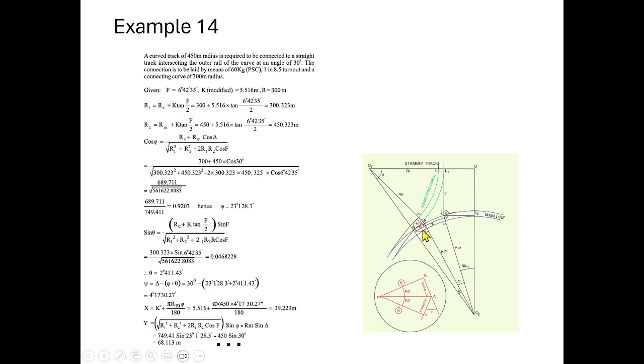So once you fix this position, once you know this tangent point, we can introduce the connecting curve, so that we will be able to get a radius of connecting curve equal to 300 meters. Okay, this is the procedure we have to follow as far as the contraflexure is concerned.